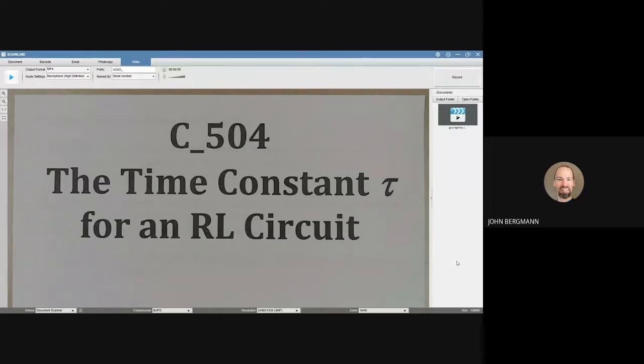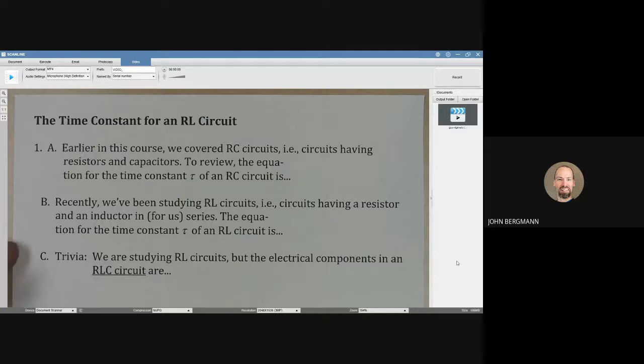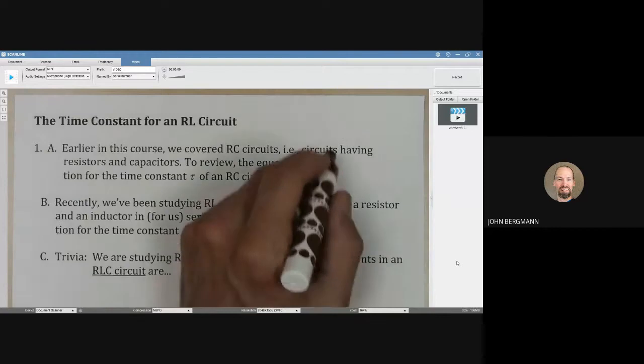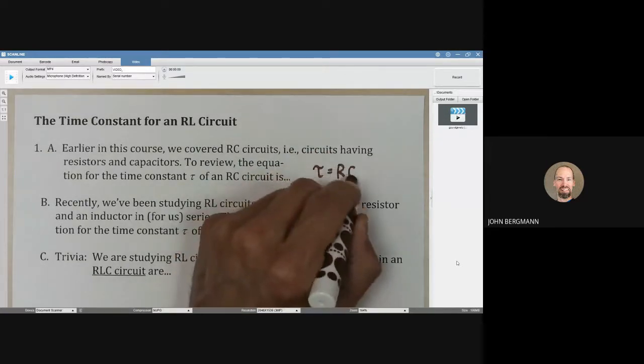The time constant tau for an RL circuit. Earlier in this course, we covered RC circuits, that is, circuits having resistors and capacitors. To review, the equation for the time constant of an RC circuit is R times C.